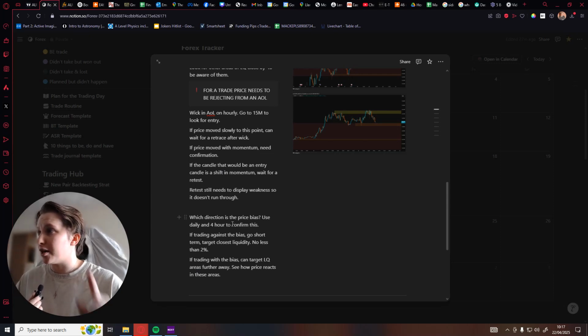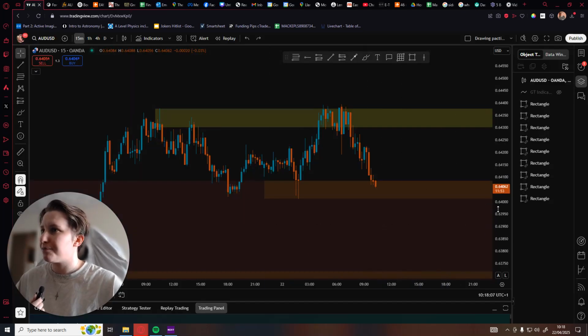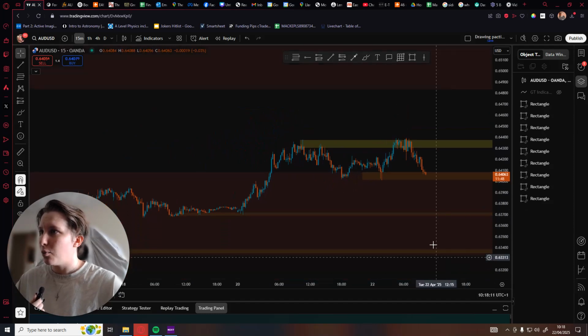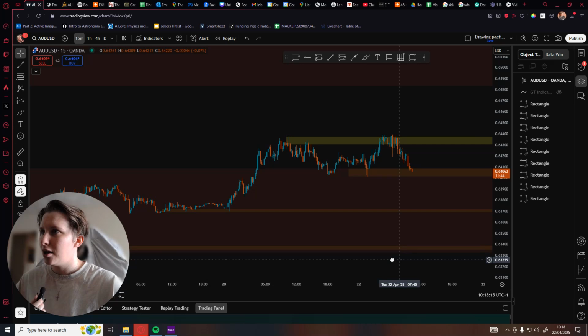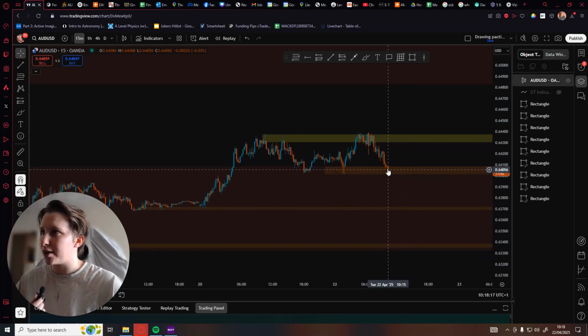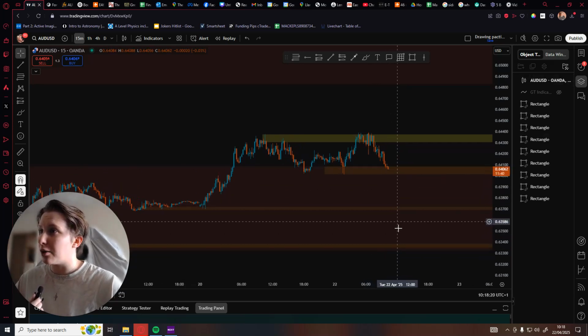Which direction is the price bias? It's upwards. Use the daily and the 4 hour to confirm this. It's upwards. If trading against the bias, go short term. So here, if I was trading to the downside, we have these 3 areas of liquidity, this red one being a big daily one. But we have these 3 areas of liquidity. I could target these lower areas.